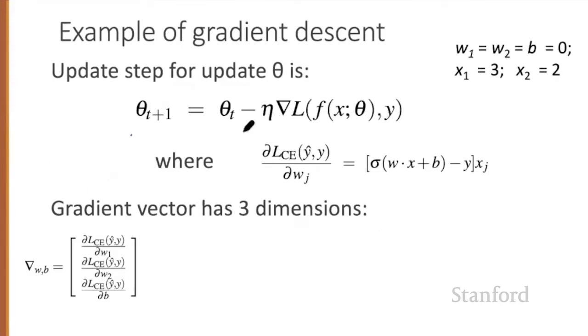All right, here's our update equation for SGD. In order to do this update for theta, we need to know the gradient of the loss function, which we're going to then multiply by the learning rate and subtract. In logistic regression, we've seen that our gradient with respect to a weight W sub j is sigma of Wx plus B minus y, all times x sub j. And in our mini example, there are three parameters, so our gradient vector has three dimensions for W1, W2, and B. So we can compute the first gradient as follows.